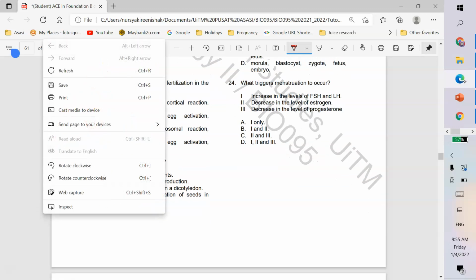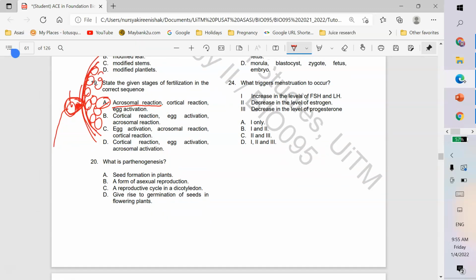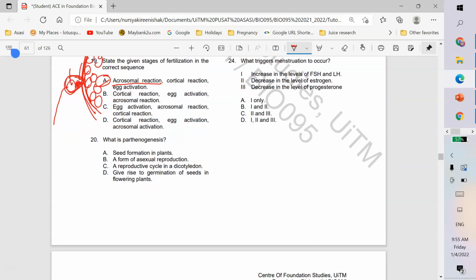Okay. So 20. What is parthenogenesis? Ini pun dah explain. Siapa next? Tadi siapa, Najwa ke? Sekarang ni siapa, Natasha ya? Saya dah tadi. Najwa dah, Natasha dah. Shazliana, okay.